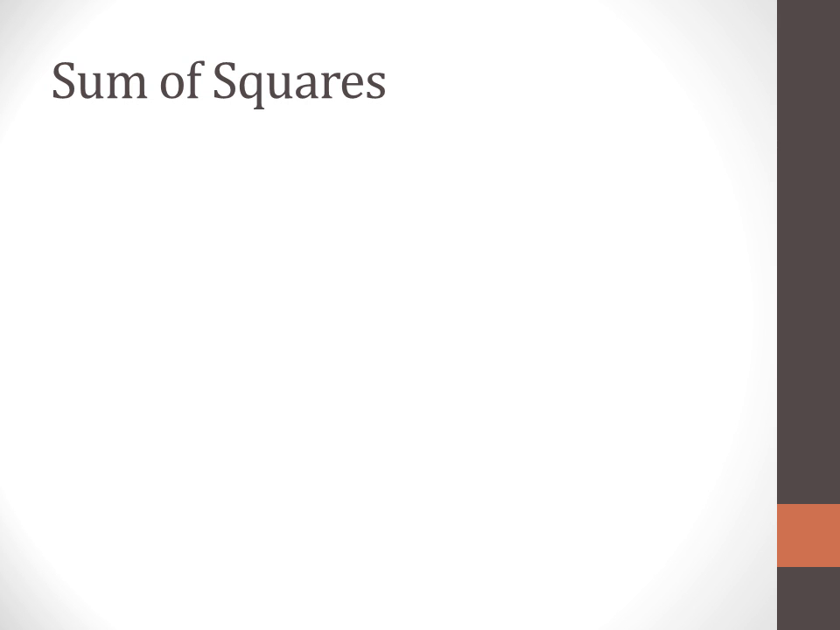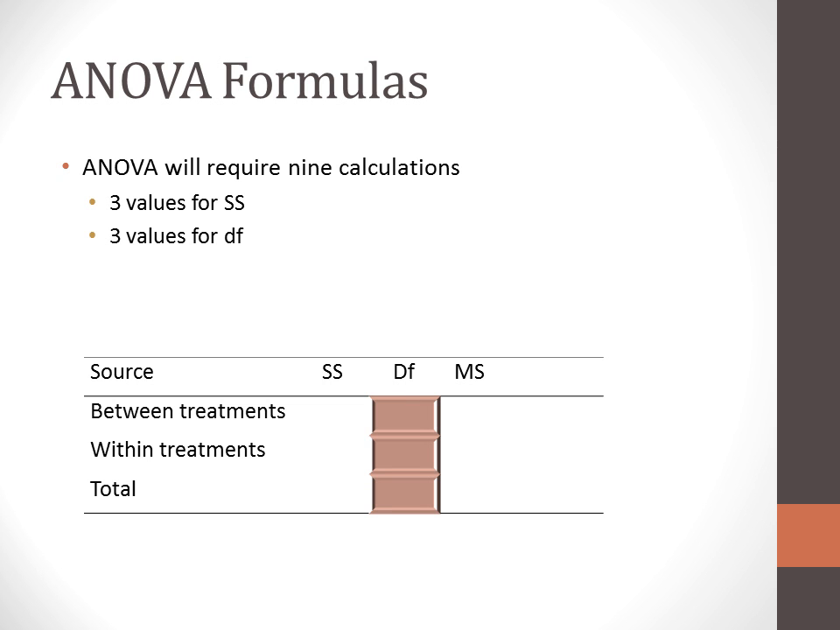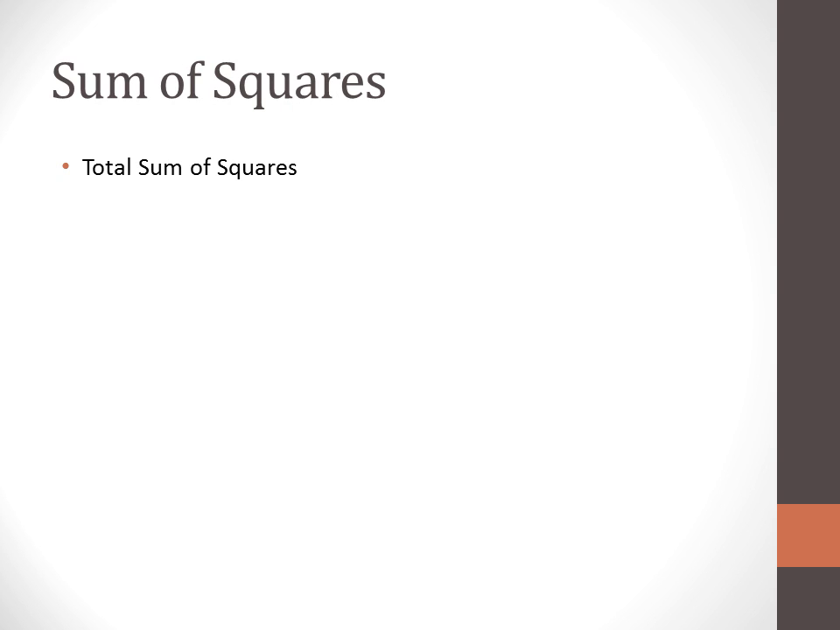So, analysis of the sums of squares. ANOVA requires that we first compute the total sums of squares and then partition this value into 2 components, the between treatments and within treatments, which will be represented here. So let's start off with the total sums of squares.